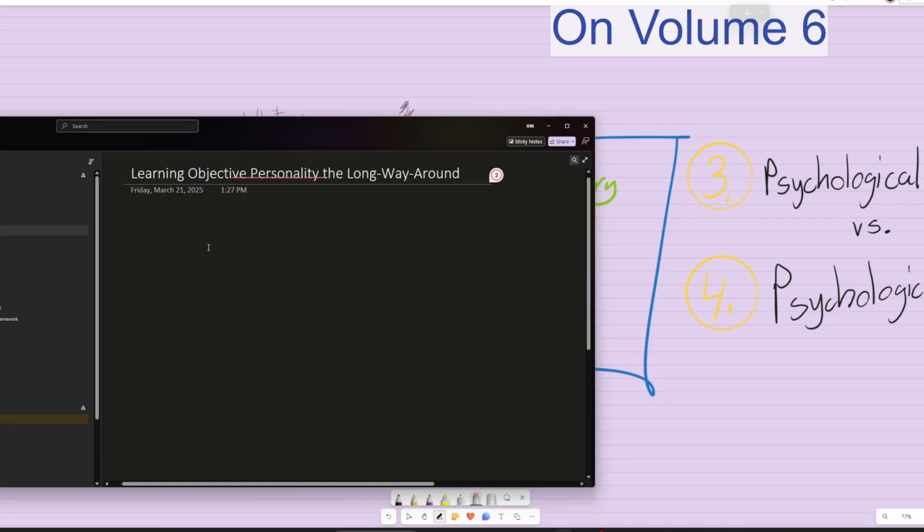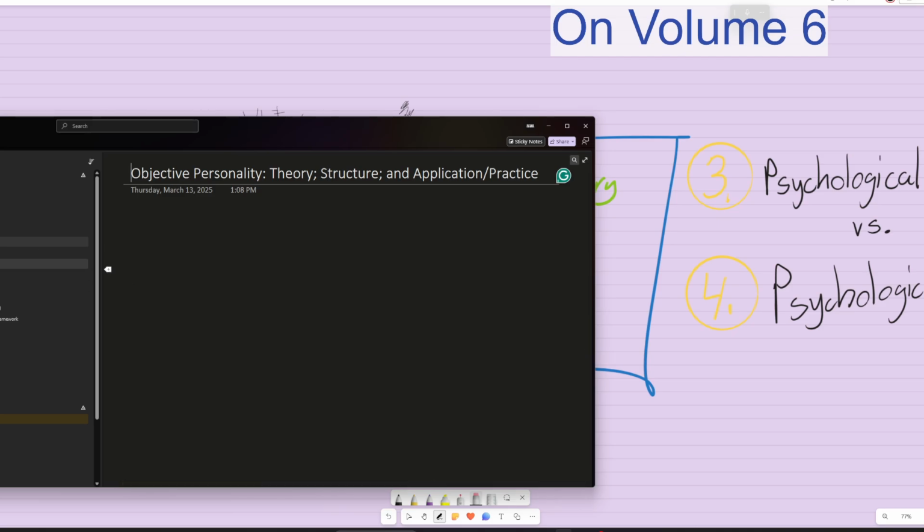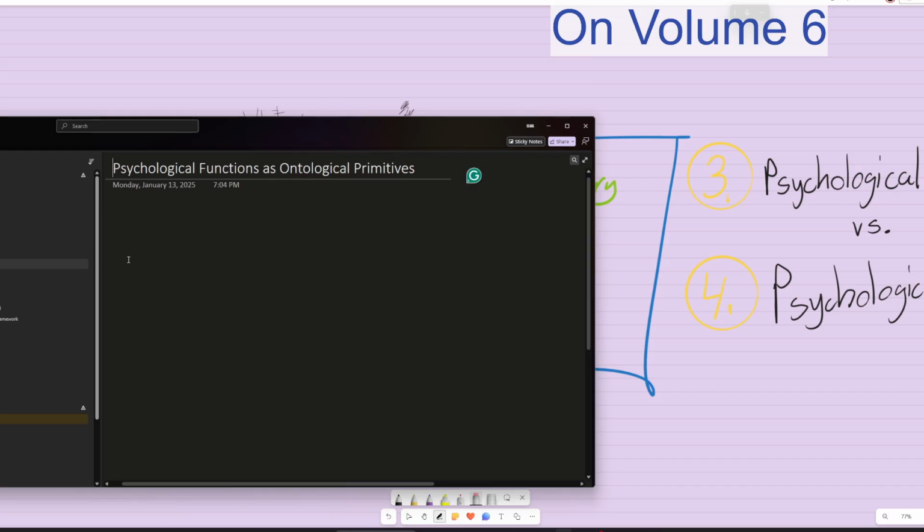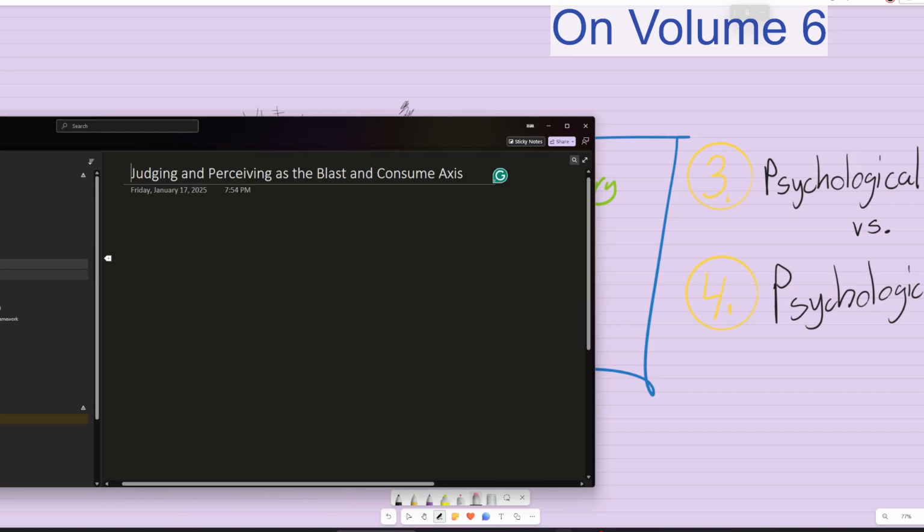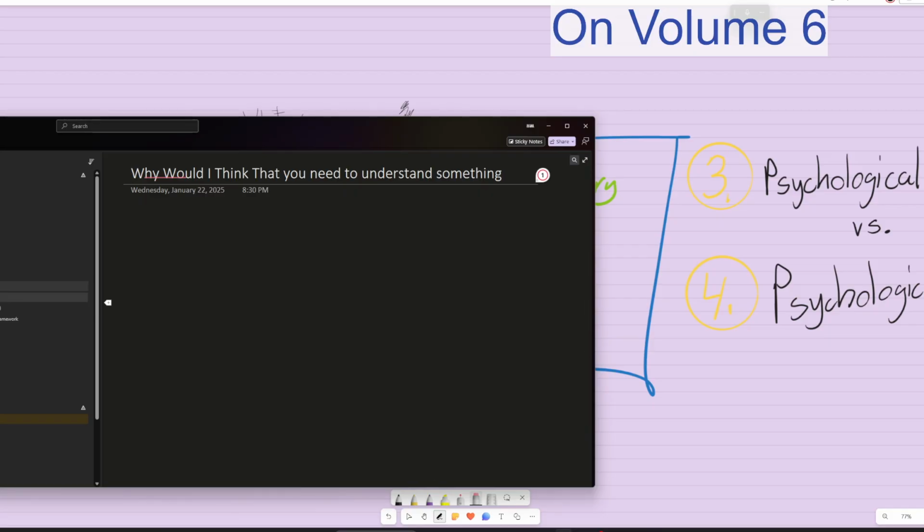Learning objective personality the long way around. Objective personality, theory, structure, and applications/practice. Psychological functions as ontological primitives. Judging and perceiving as the blast and consume axis. Why would I think that you need to understand something?